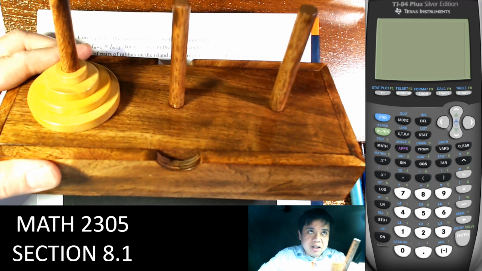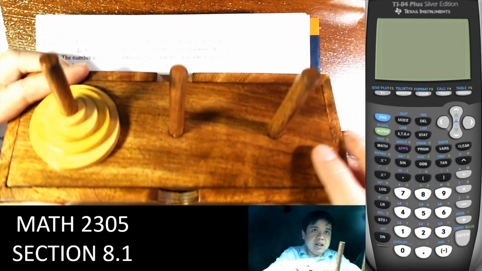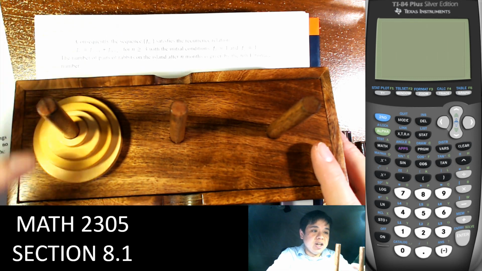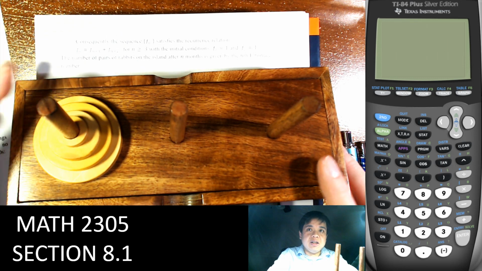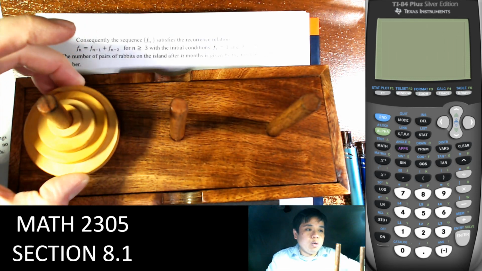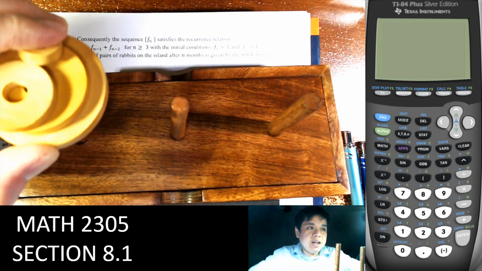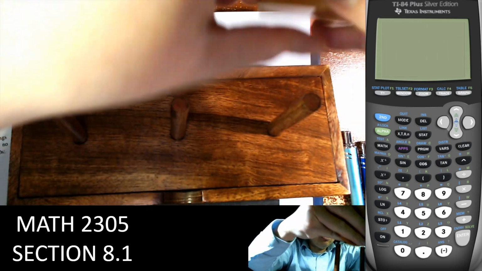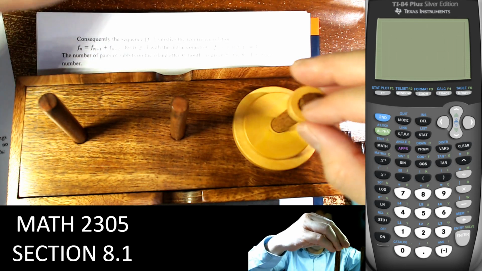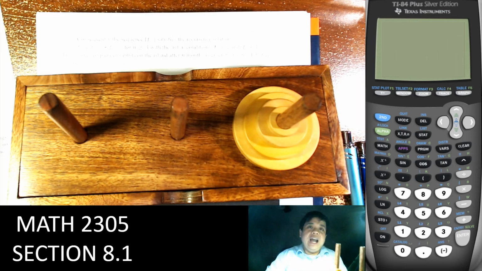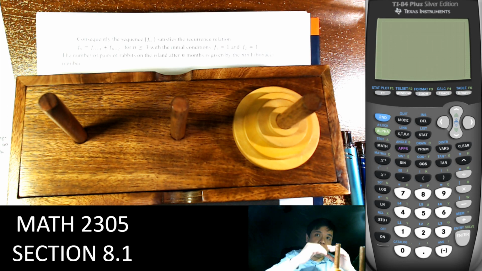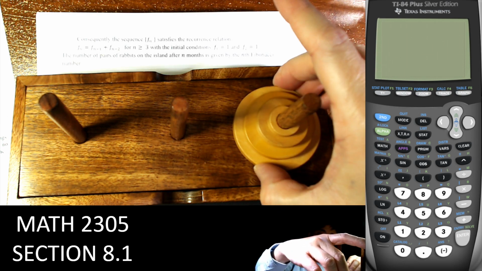So the game is this. You have 3 pegs and a tower, which is a bunch of discs of different sizes, the smaller ones on top and the bigger ones at the bottom. The objective is to move all of the discs from here to here. And the rule is that whenever we move, a bigger disc cannot stay above a smaller disc. So how do we do that?